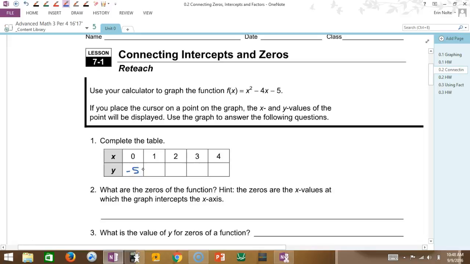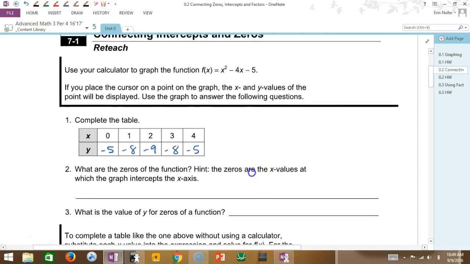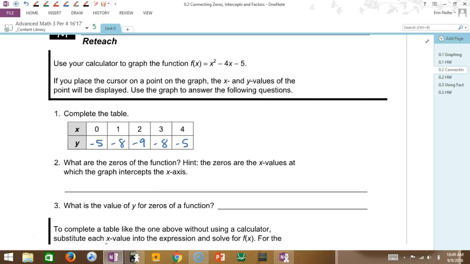If you put 1 into that value, what do you get out? -8. What about 2? -9, so it's still going down. 3? Ooh, -8. Ooh, that means we must pass the vertex. Okay, and what about 4? -5. Perfect. Excellent. Okay, so I could use this table of values and plot a pretty nice quadratic equation if I was asked to plot the equation, draw the equation, graph the equation. There it is. Graph the equation.